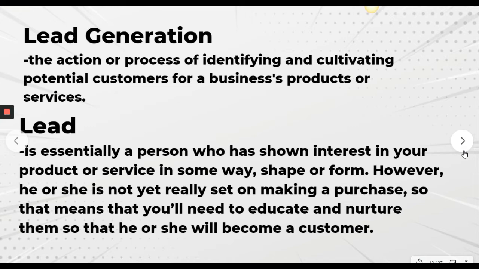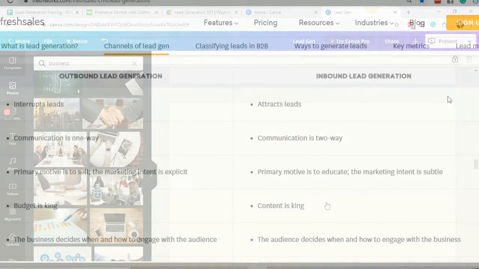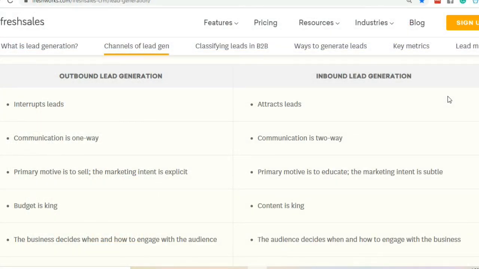I've discussed this before. Lead generation, again, is the action or process of identifying and cultivating potential customers for a business's products or services. And a lead, ito yung term for a person who has shown interest in your product or service in some way, shape, or form. However, he or she is not yet really set on making a purchase. So that means you'll need to educate and nurture them so that he or she will become a customer. Now let's take a look at this comparison between outbound and inbound lead generation.